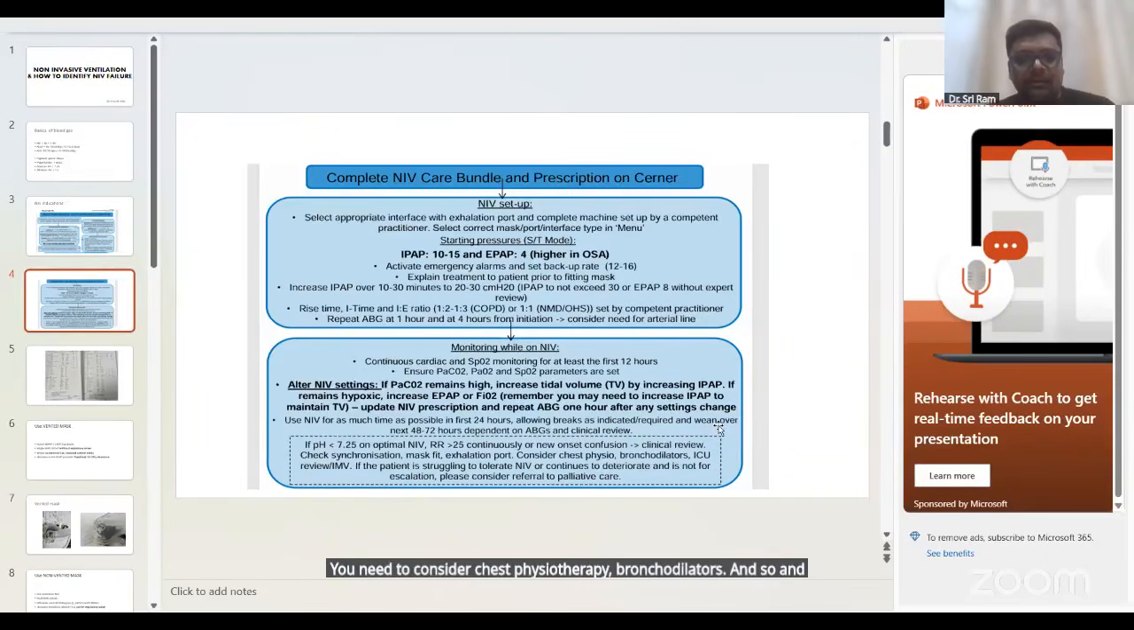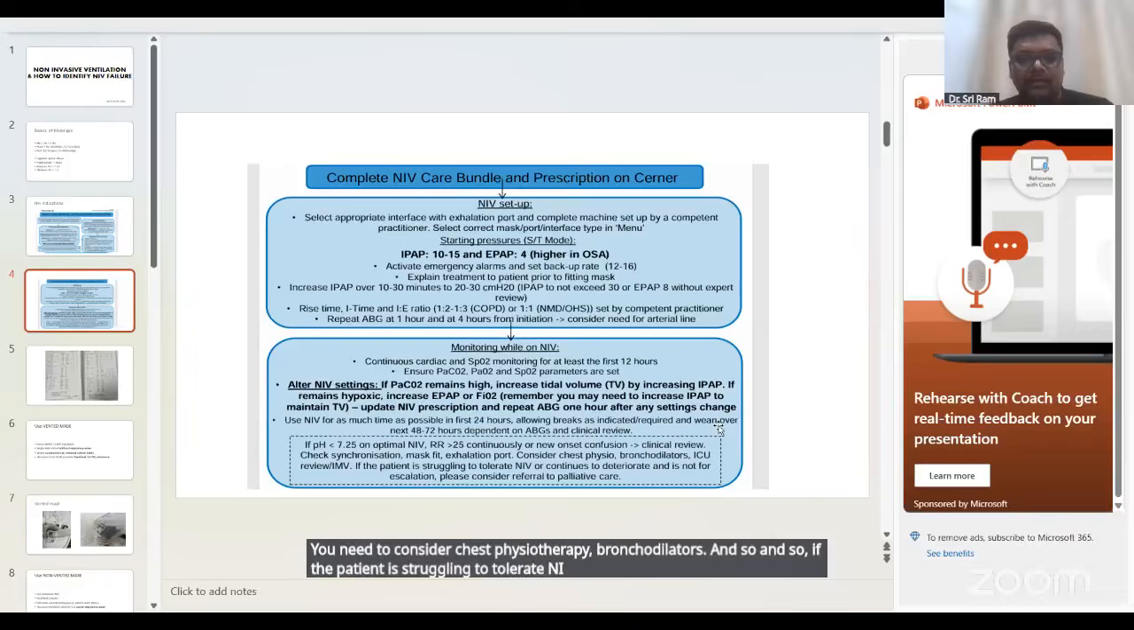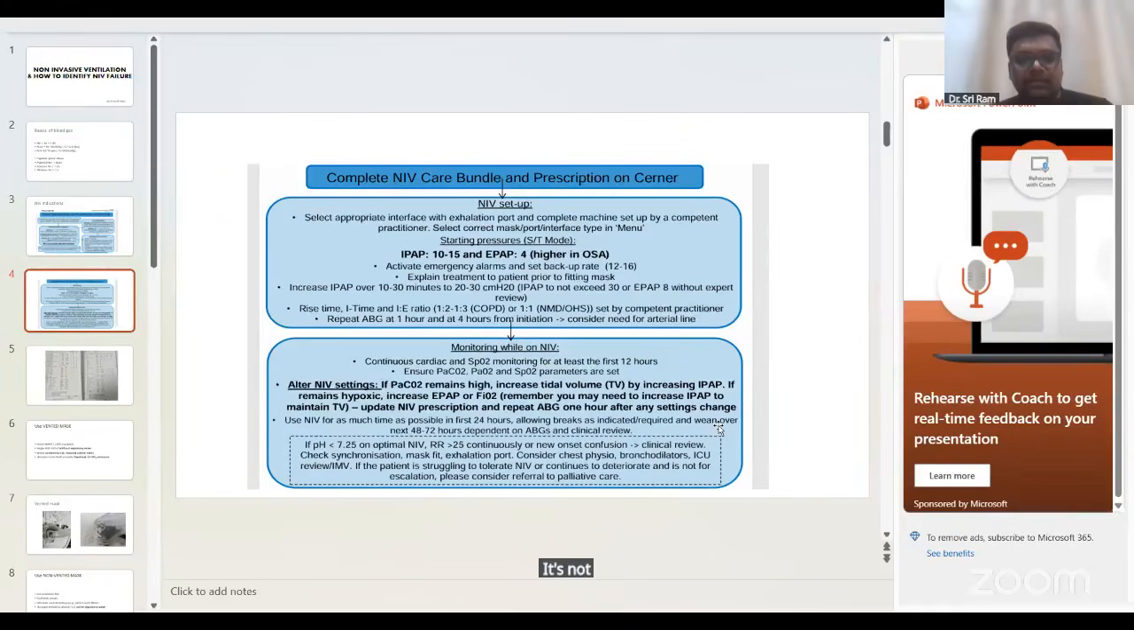If the patient is struggling to tolerate NIV or continues to deteriorate, and is not for escalation, we need to refer to palliative care.